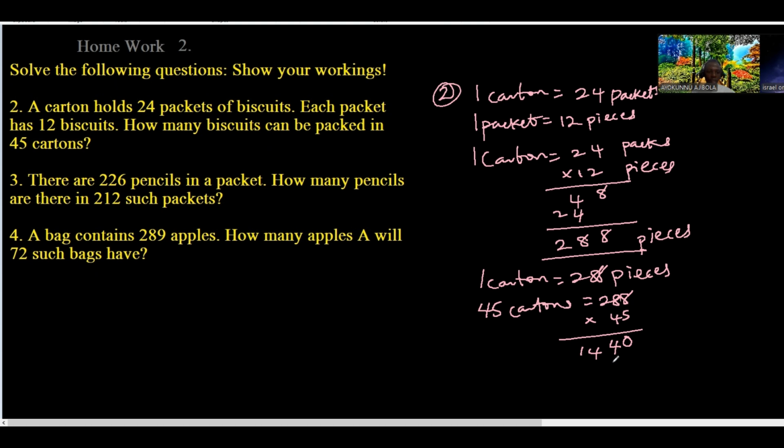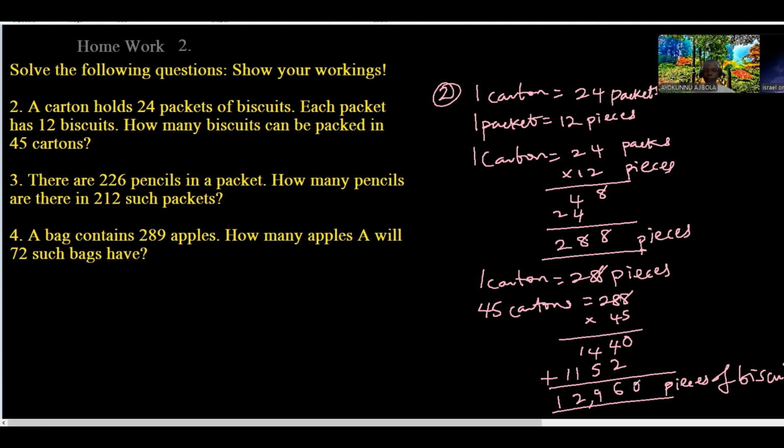Then 4 times 8 is 32. Keep 3. 32 again, make it 35. Keep 3. Then 4 times 2 is 8 plus 3, that's 11. So I add up these layers together. This is 0, this is 6, this is 9, this is 2, and this is 1. That's 12,960 pieces of biscuits.